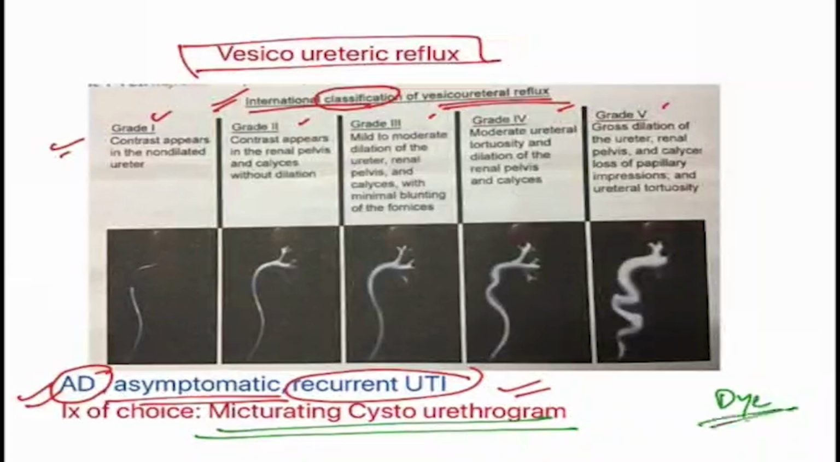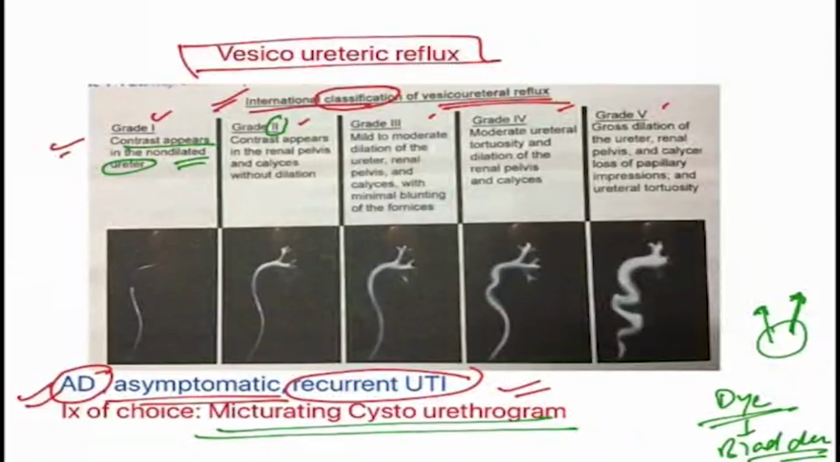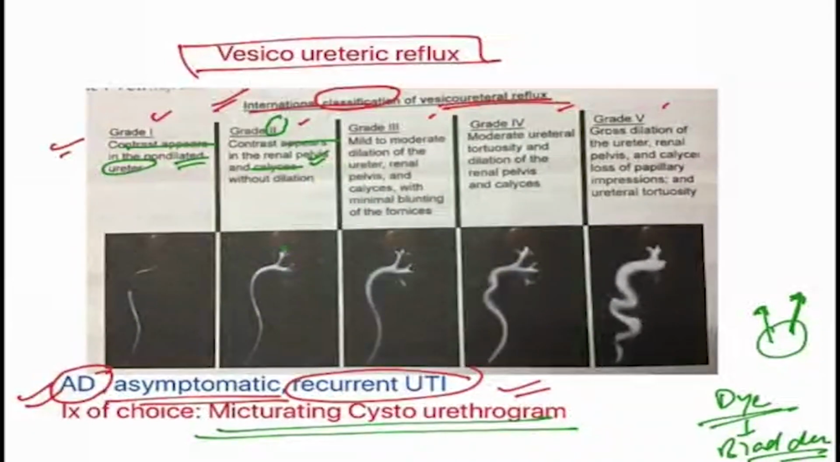In grade 1, on IVP with micturating cystourethrogram, the dye is instilled in the bladder, and when the patient urinates, if there is incompetence at the vesicoureteric junction, then the dye will go from the bladder up the ureter. So in grade 1 contrast appears but the ureters are not dilated. In grade 2 contrast appears till the renal pelvis and calyces, but without dilatation.